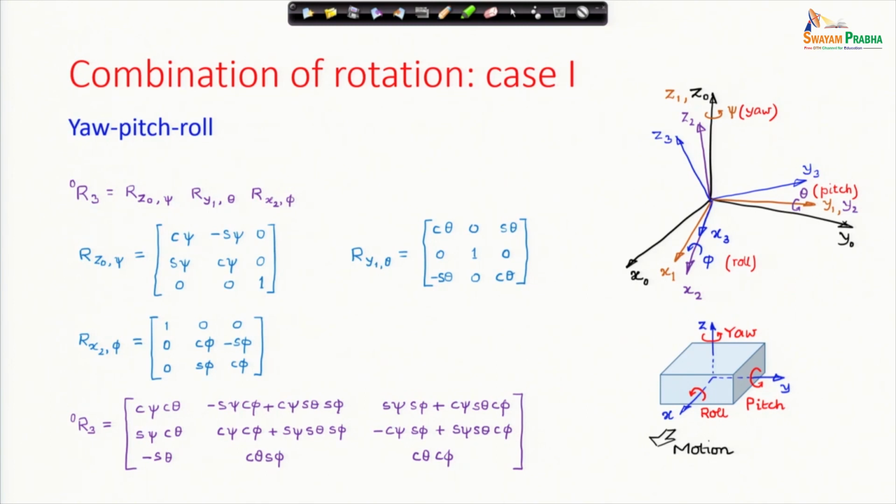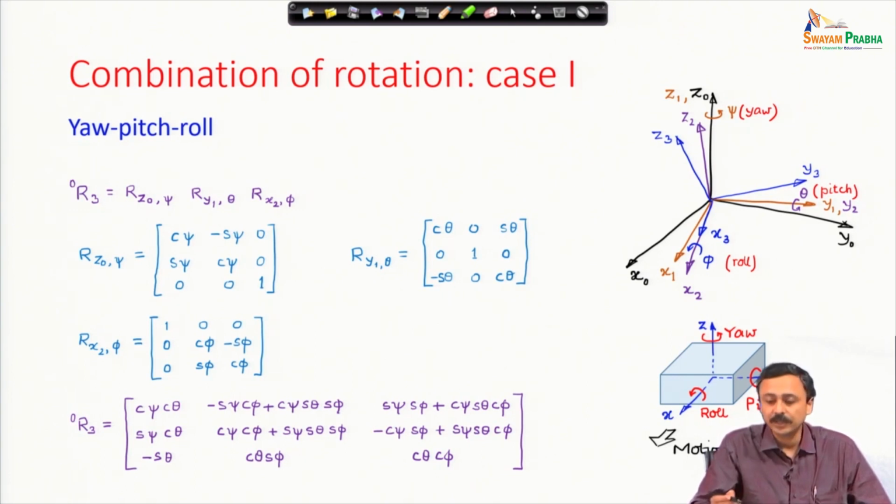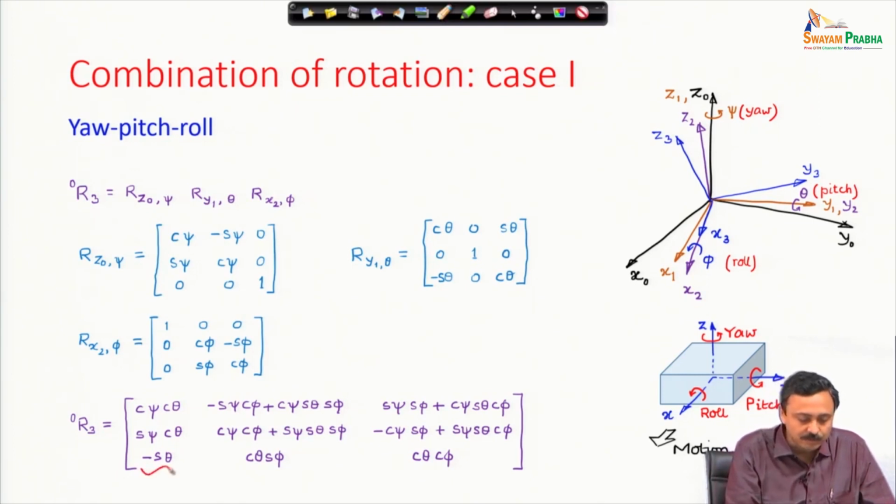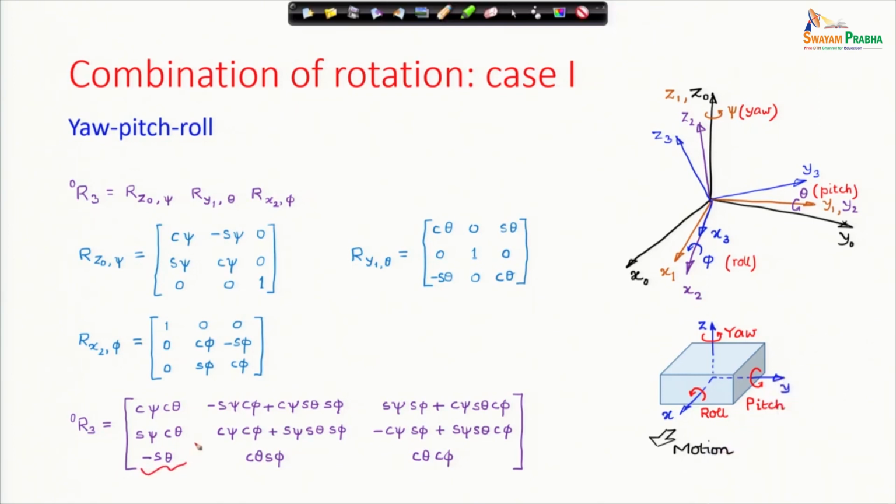Why do I say that this rotation matrix represents the orientation of frame 3 in frame 0? Because the first column of this rotation matrix represents x3 in x0 y0 z0. The second column represents y3 in x0 y0 z0. The third column represents z3 in x0 y0 z0. That is why I say that this matrix represents frame 3 in frame 0.